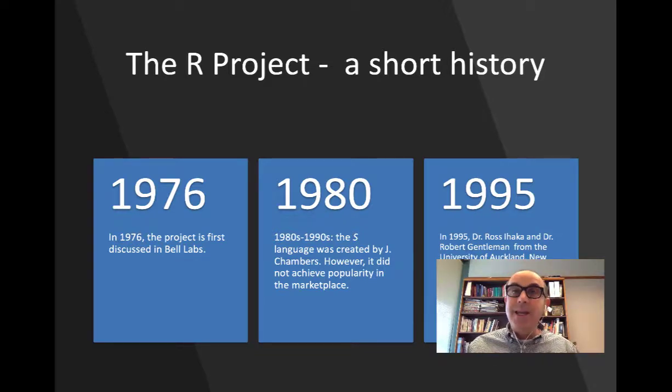The history of R started in 1976 at Bell Labs, and the majority of the work was done in the 1980s to 1990s, where the first development was called the S language, but it did not achieve popularity in the marketplace. At that time, Bell Labs was purchased by other companies, and in the end they decided to close down the lab that was supposed to help develop it. So in 1995, two professors from the University of Auckland in New Zealand developed the idea of R. They opened R to the public, and they named it R based on their first names, Ross and Robert.